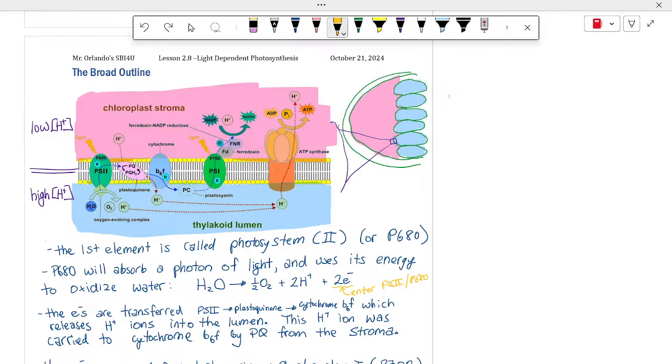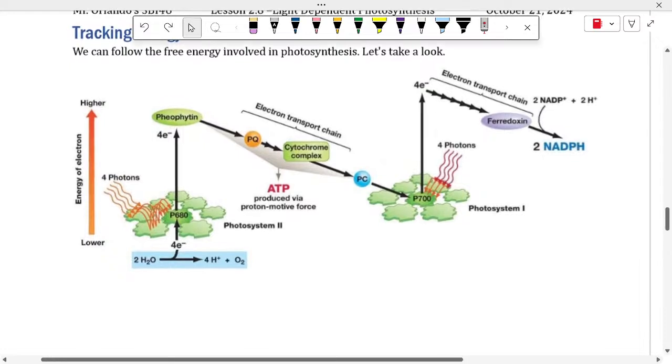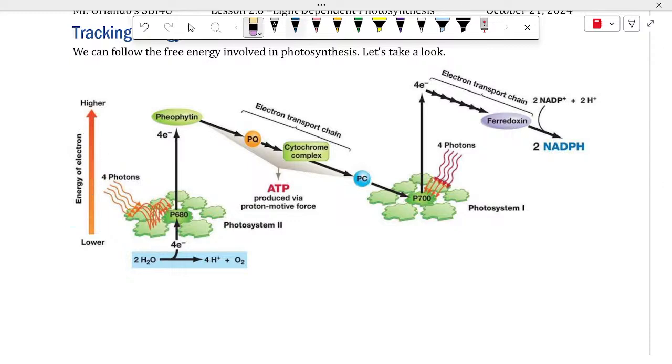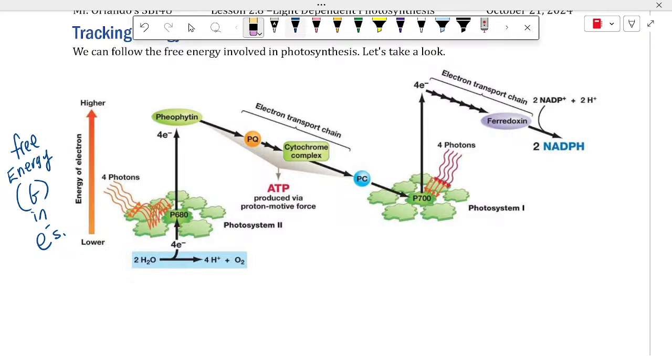Again, the purpose of those molecules is that they contain energy. They hold energy for us. If you look here, if we are measuring the energy of the electron, really what we're measuring is the free energy. In other words, the energy available to work in the electrons. And when the whole thing starts, the electrons don't have much in the way of energy.